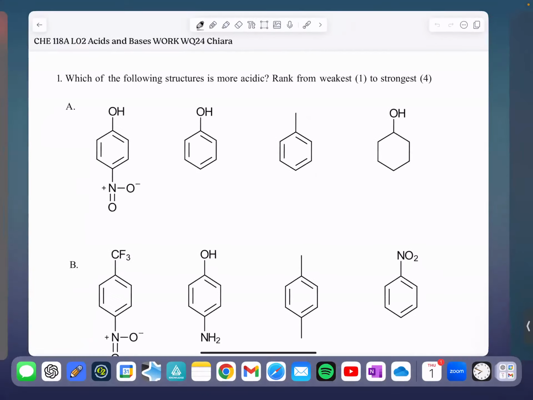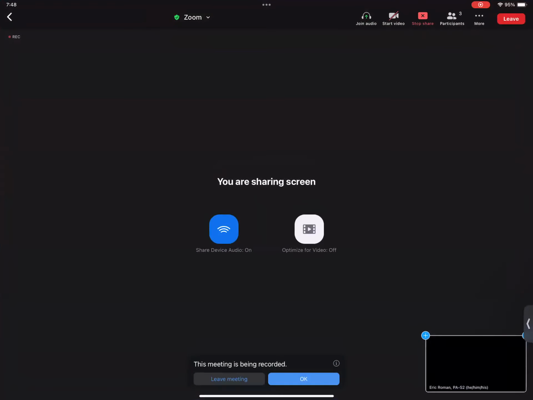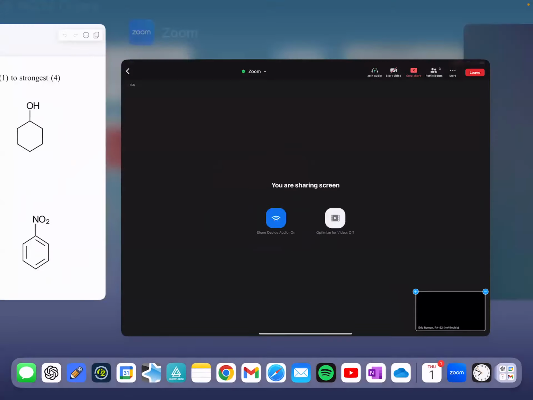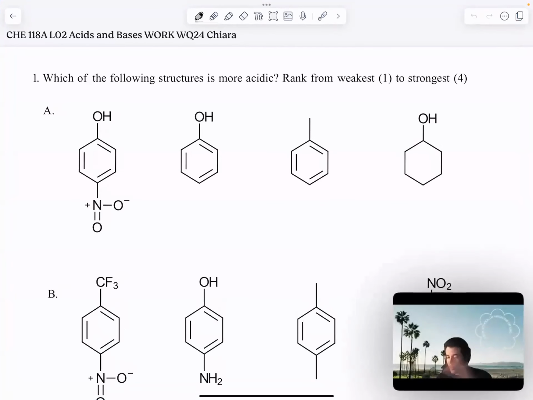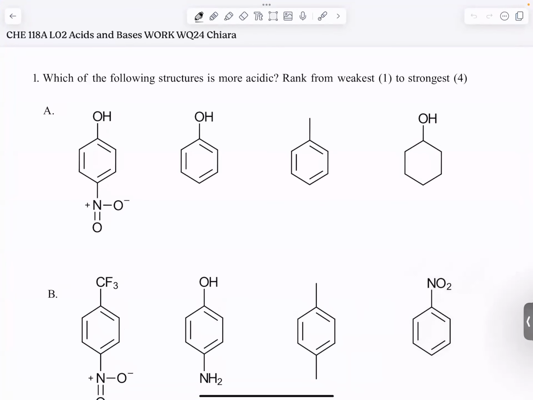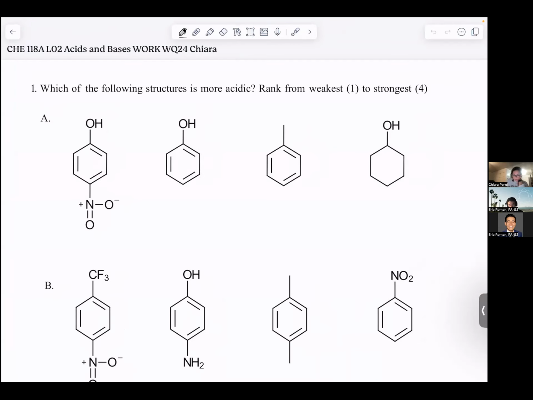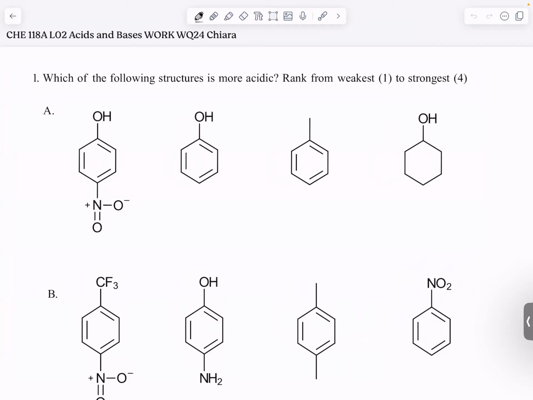All right, so we're doing acids and bases ranking, and I have this worksheet here. Cool. So let's just rank these from weakest to strongest. Perfect. Okay, so looking at the first structure, we have a benzene ring, so it's already leaning a little bit more basic. And we also have a negative charge on the O and a positive on the N, but it's still double bonded.